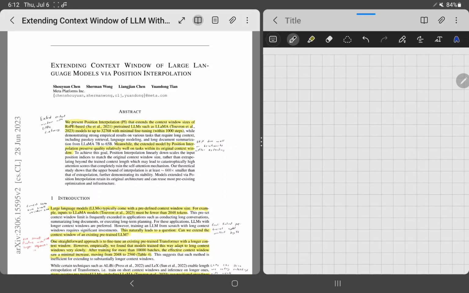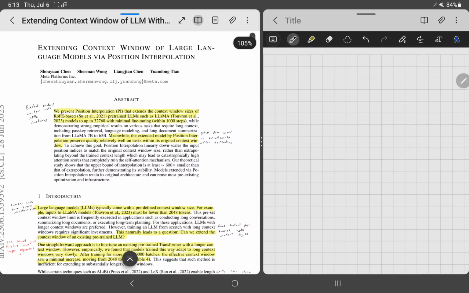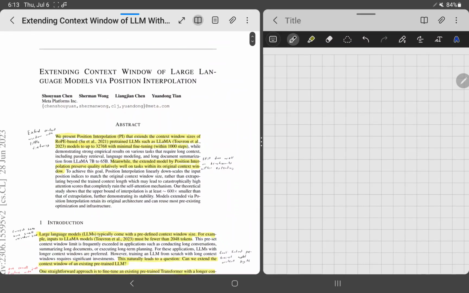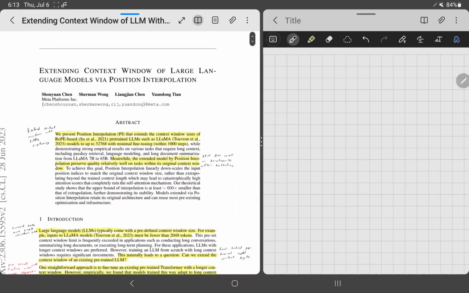I already talked about that, but let me briefly talk about RoPE and positional encodings. I'm going to assume you have knowledge of how a transformer works and of how positional encodings work, because this paper goes into how to fix the extrapolation problem, and it does so pretty well.